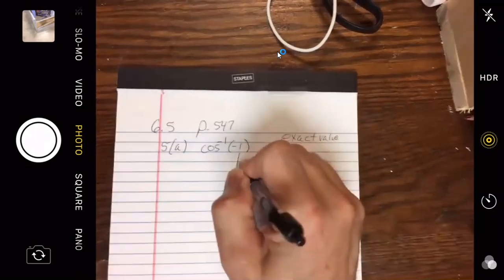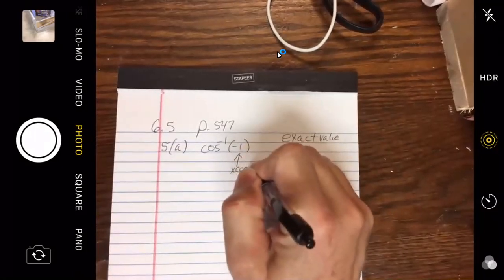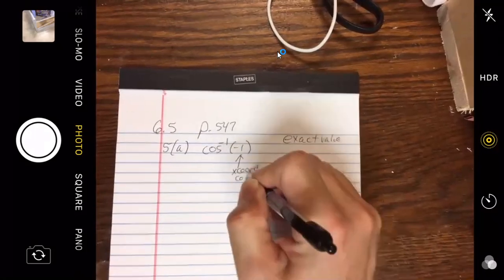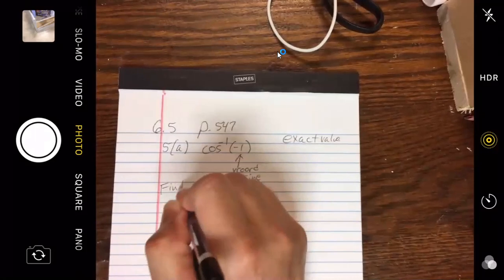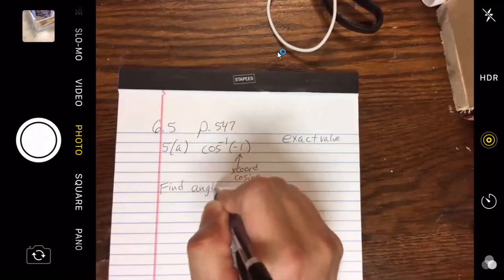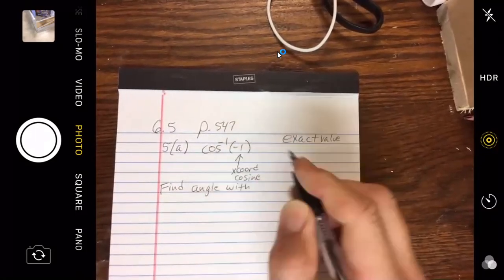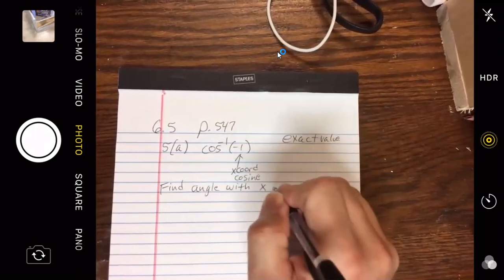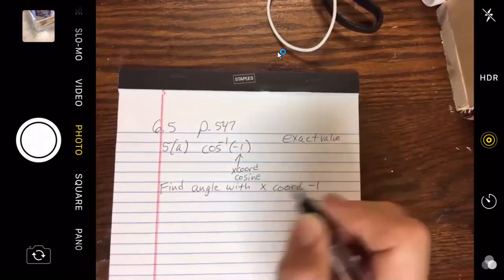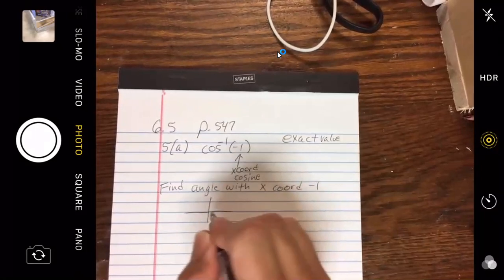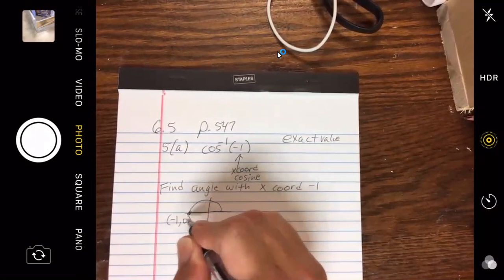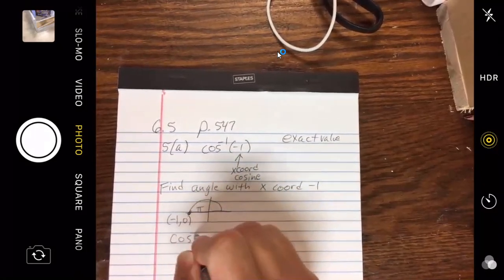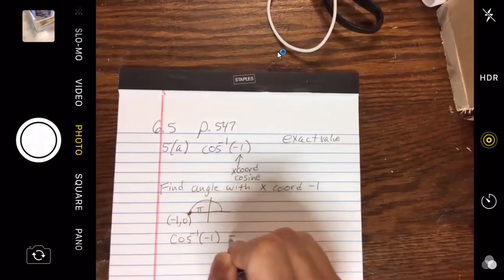Remember, this is the x coordinate because it's a cosine. We're trying to find the angle with x coordinate -1. Look on the circle. You're at (-1, 0) right here. That angle would be pi. So arc cosine of -1 would equal pi.